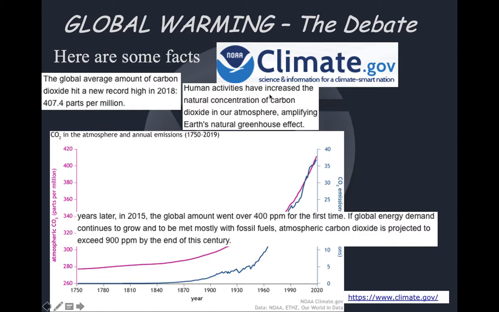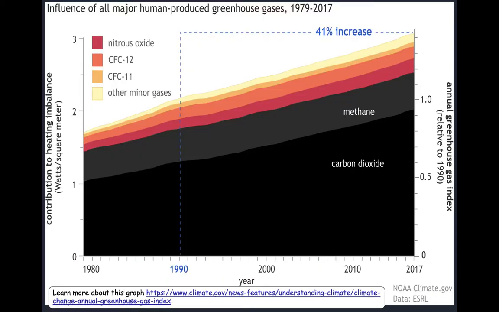Now, if global energy demand continues to grow and be met mostly with fossil fuels, the atmospheric CO2 is projected to exceed 900 parts per million by the end of this century. So this line already looks extremely steep. Picture it twice as high, more than twice as high, up here. And if we continue at the current rate, that's what we're headed for.